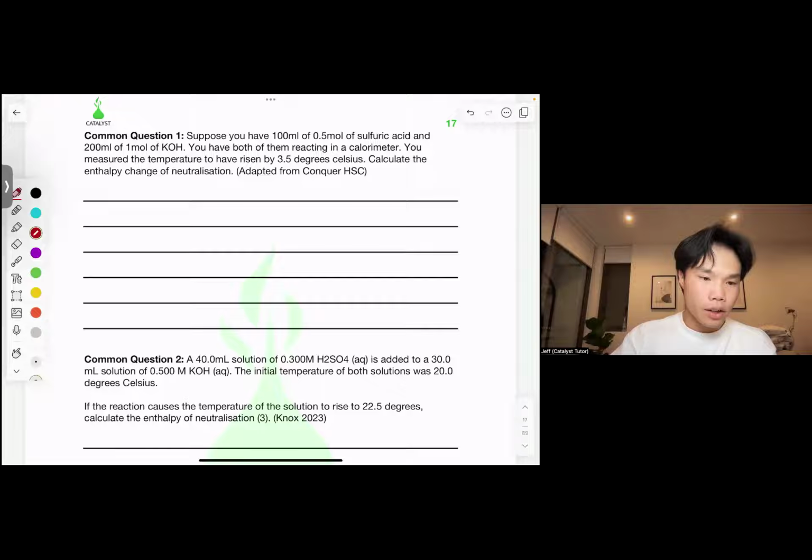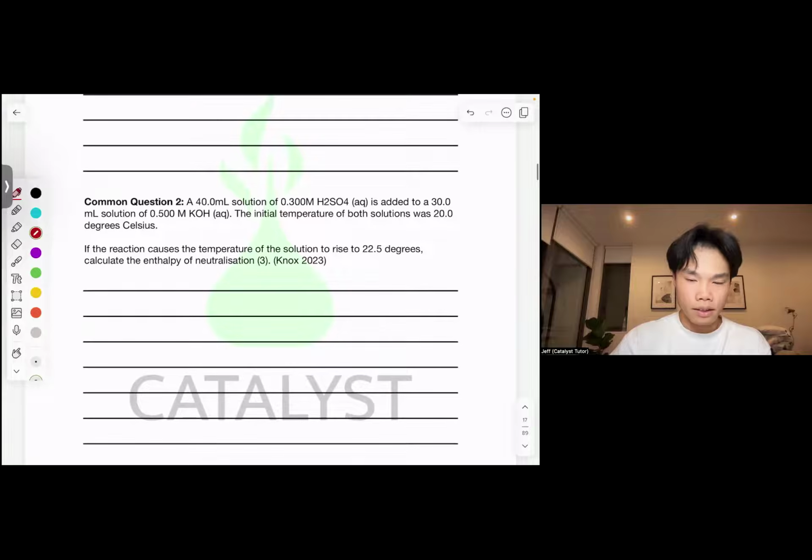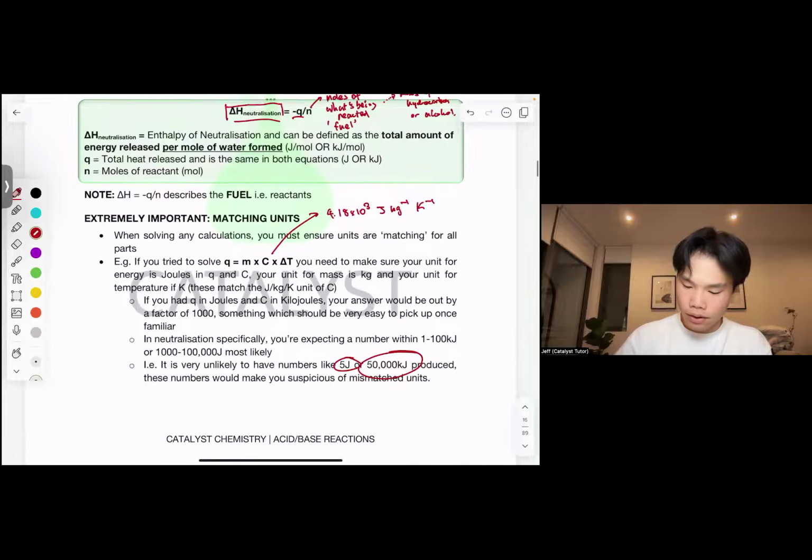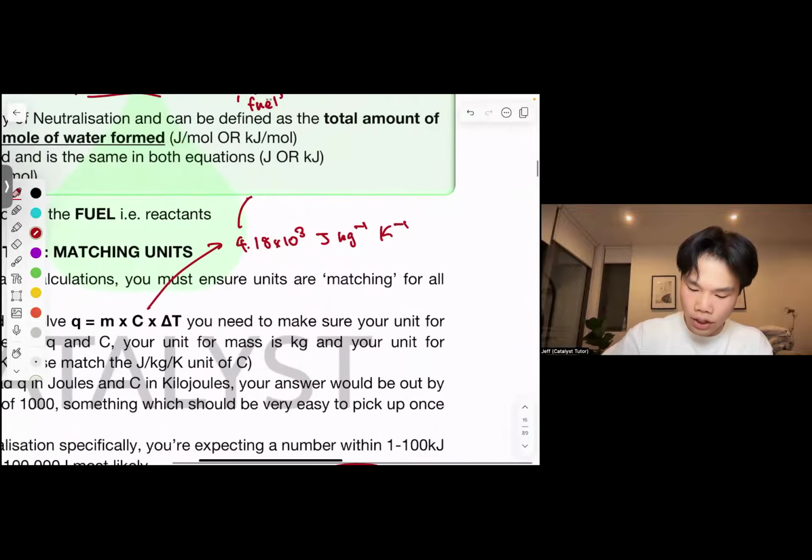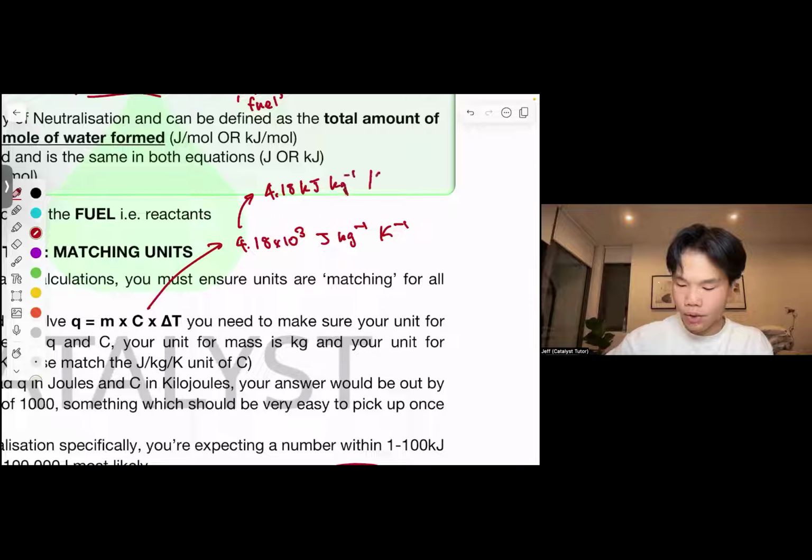Oftentimes, if the question doesn't ask, it won't matter. But if the question does ask, you should always convert to whatever it asks, and usually it'll be in kilojoules per mole. And with this constant, you can always change 4.18 times 10 to the 3 joules to 4.18 kilojoules per kilogram per Kelvin. That's the exact same thing. But just make sure you know what units you have when you do this.